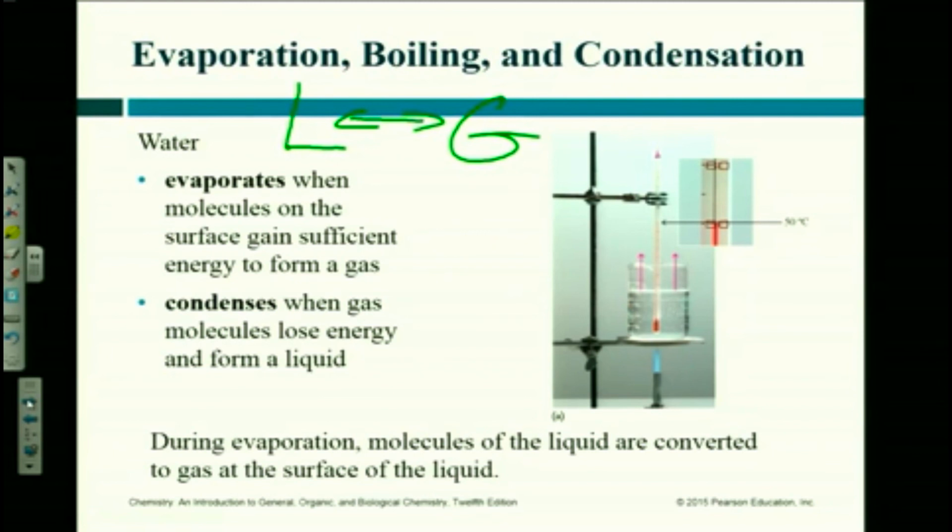We get liquid condensation falling from the sky, don't we? Yes. What's liquid condensation? Right. Rain.